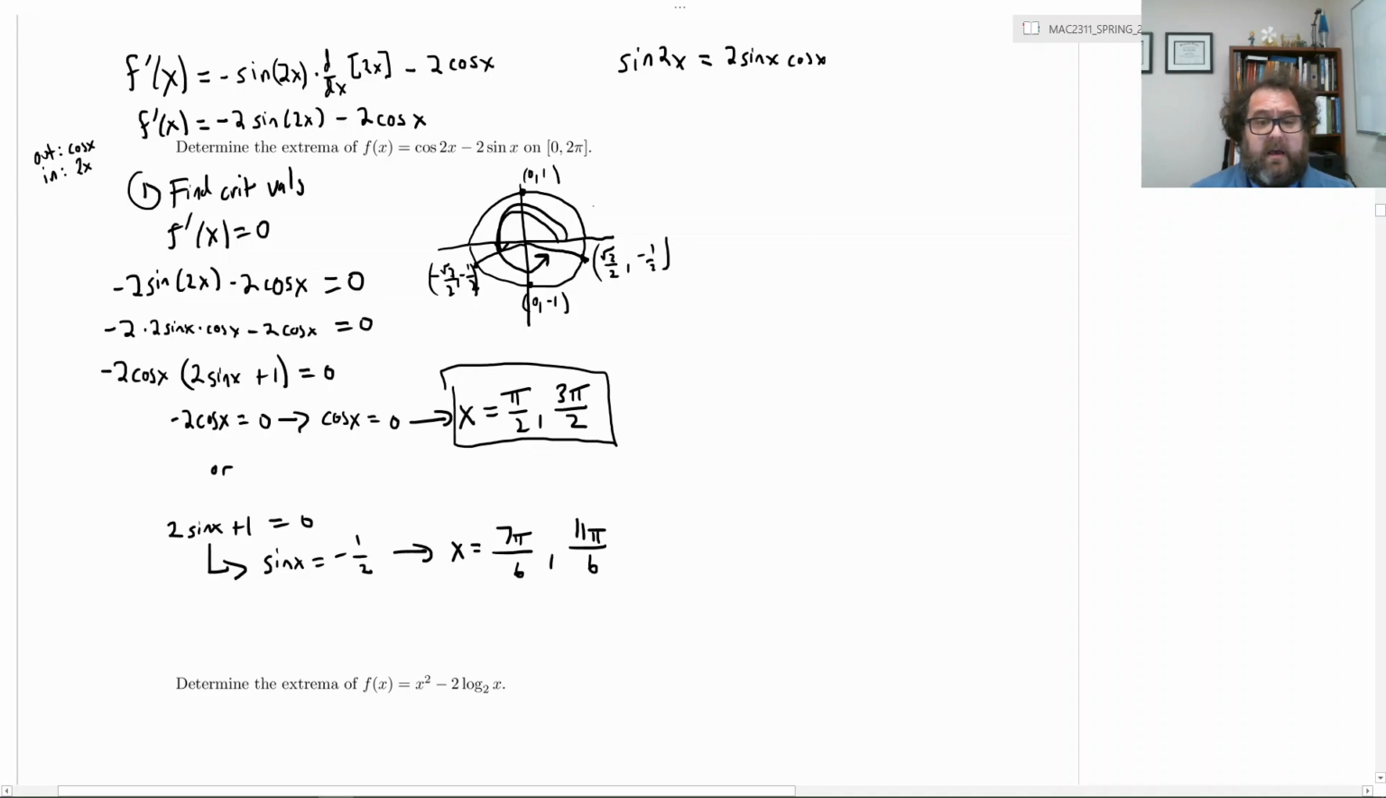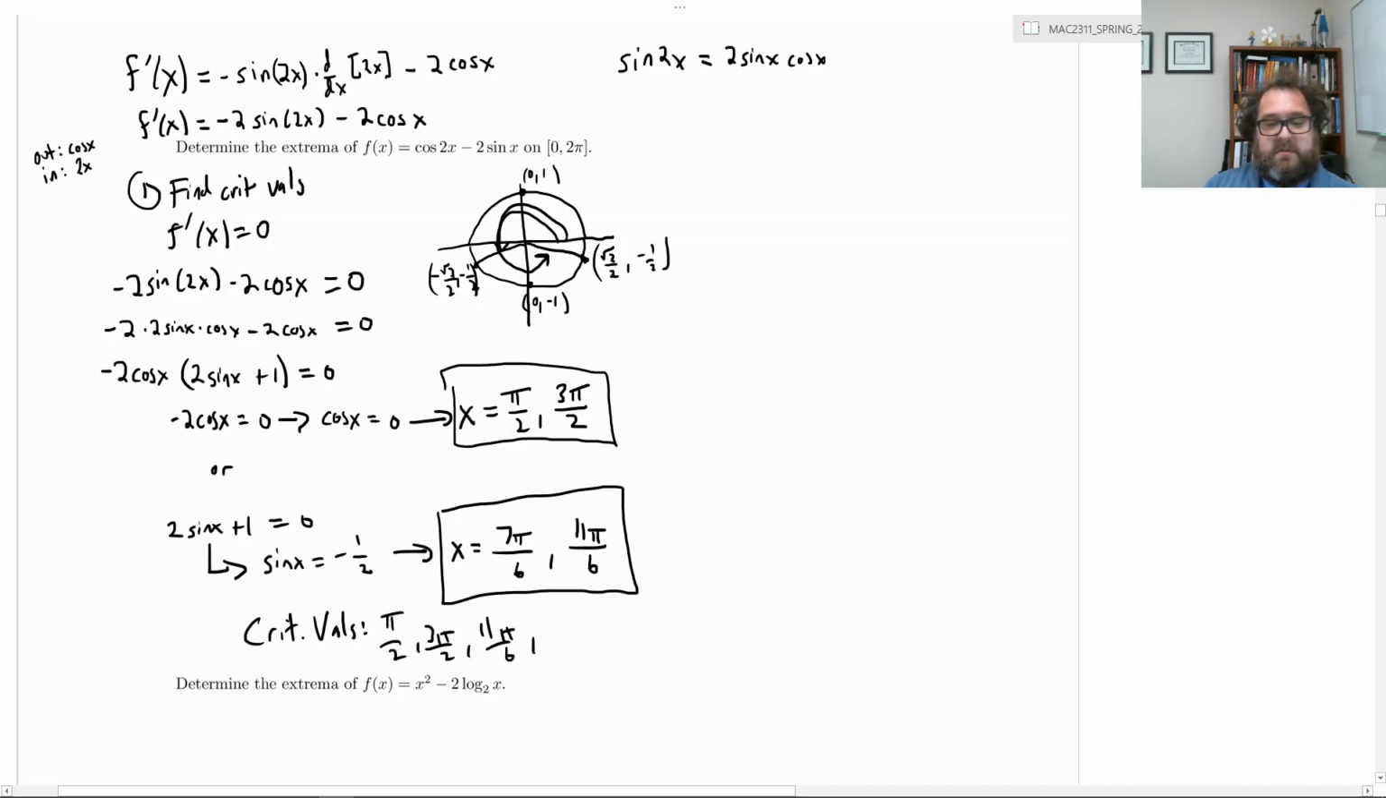Okay, so we have 4 critical values. So anyway, I guess I'll condense my list down here. Critical values: we have pi over 2, 3 pi over 2, 11 pi over 6, and 7 pi over 6. Not sure why I went out of my order there, but that's all right. So that's step 1, find critical values. Step 2 is to evaluate the original function at those critical values.